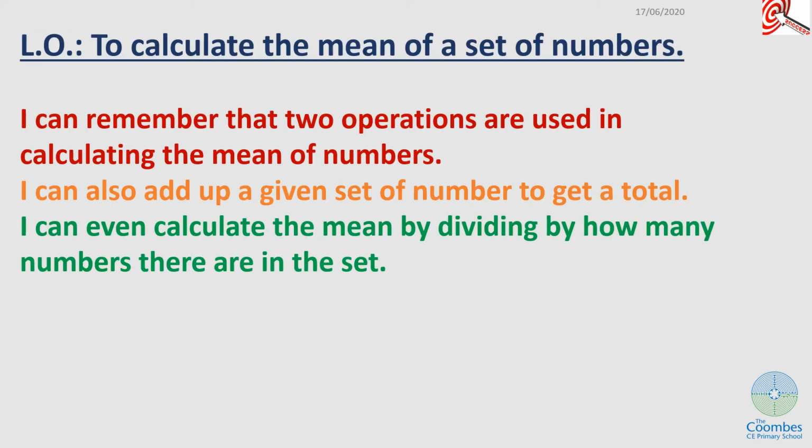There are three success criteria that you can use to calculate the mean of numbers. First, that you can remember that two operations are used in calculating the mean of numbers. Second, that you can add up a given set of numbers to get a total. And then third, you then calculate the mean by dividing by how many numbers there are in the set.